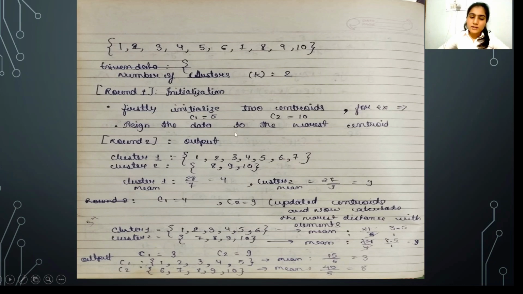And when we compute 8 minus 5, we get 3, and when we compute 10 minus 8, we get 2. So here 2 is smaller, so 8 is assigned to cluster 2, and similarly 9 and 10 are assigned to cluster 2.